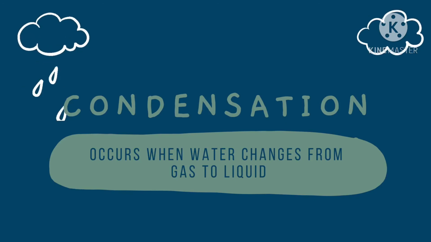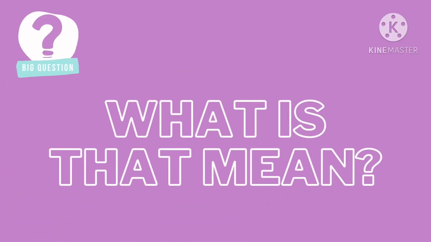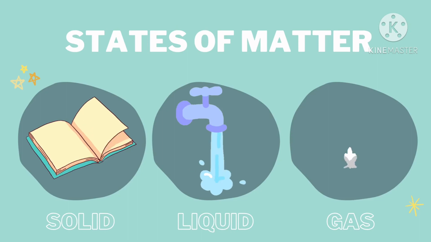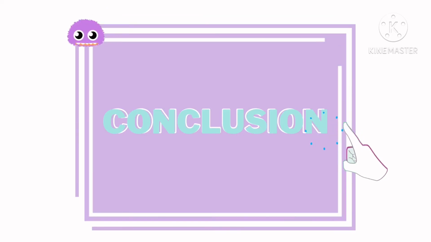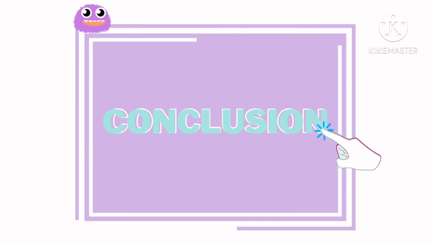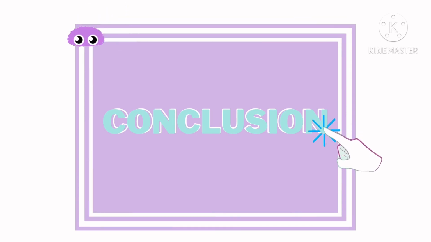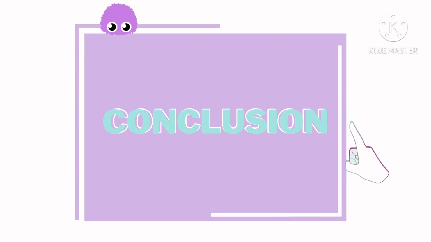Okay, but seriously, what does all of this mean? An object made of matter can change its properties when it changes states. And remember, it doesn't make a difference which state of matter an object is in. Solid, liquid, or gas, it is still always matter. To sum up, matter is everywhere. Matter is made of particles. Therefore, particles are everywhere. So, I will say, never trust a particle.